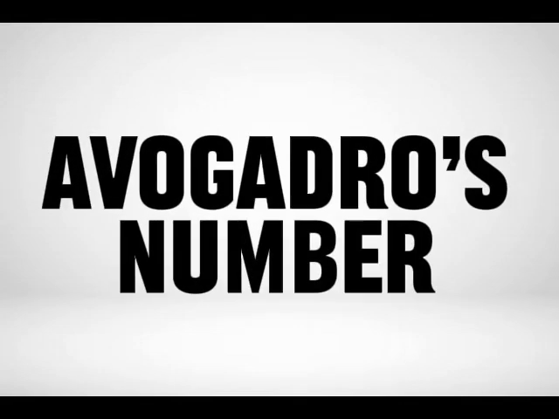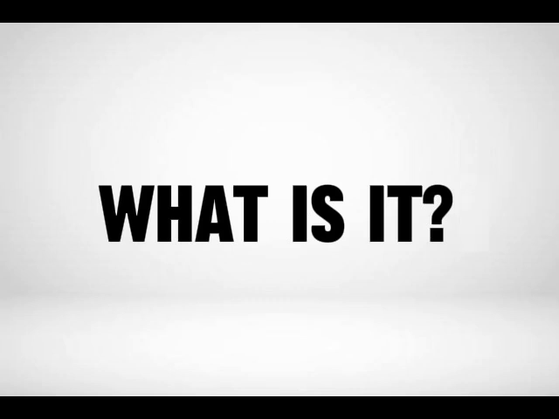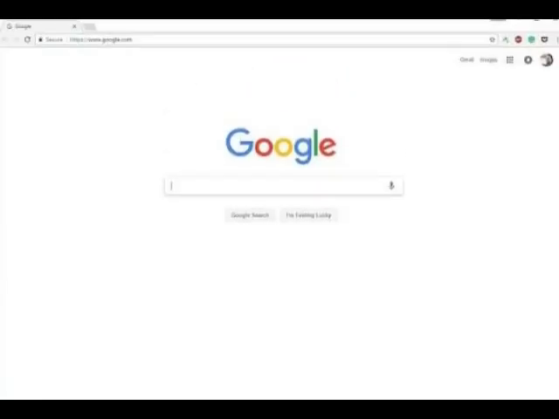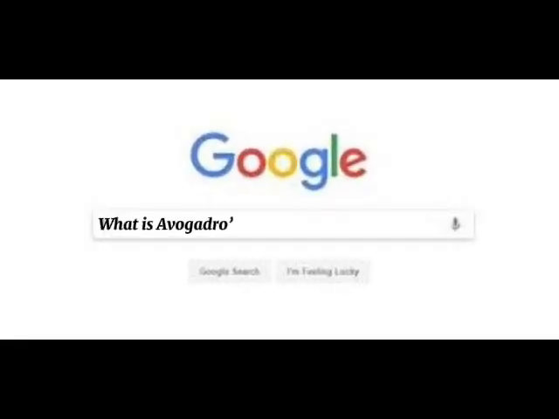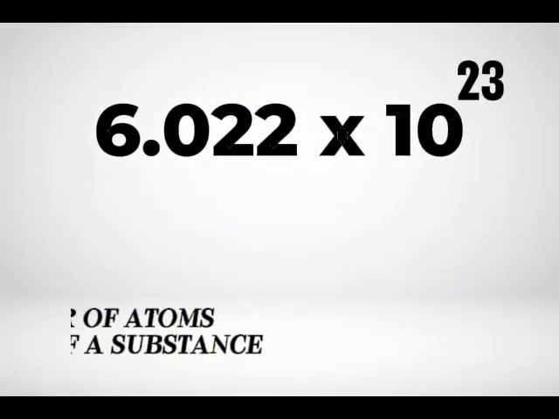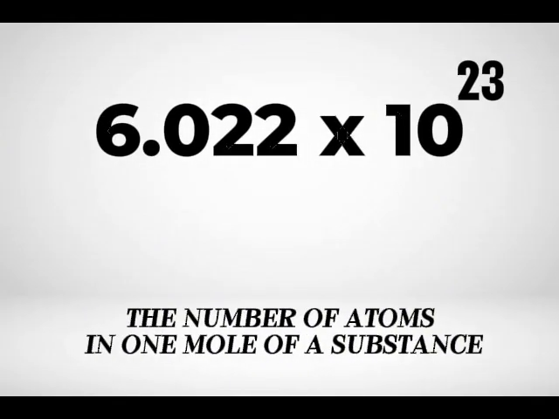Today we're going to be talking about Avogadro's number. First, we're going to be asking, what is it exactly? Well, when you type into Google, what is Avogadro's number? It's going to tell you it's this number, 6.022 times 10 to the 23rd, which is the number of atoms in 1 mole of a substance. Not that type of mole. Moles in chemistry are actually used as a unit of measurement.